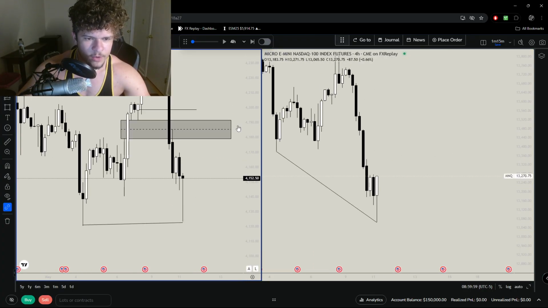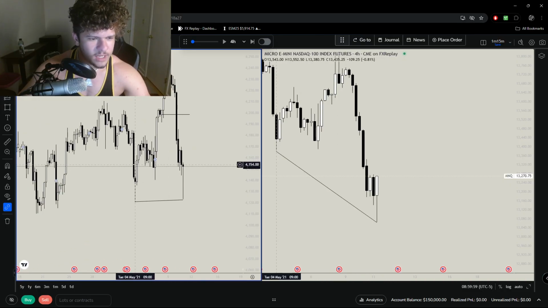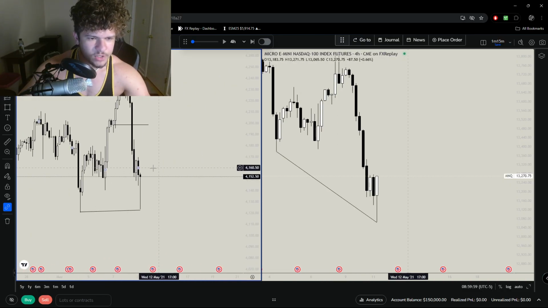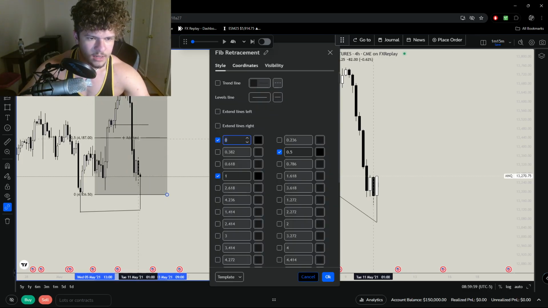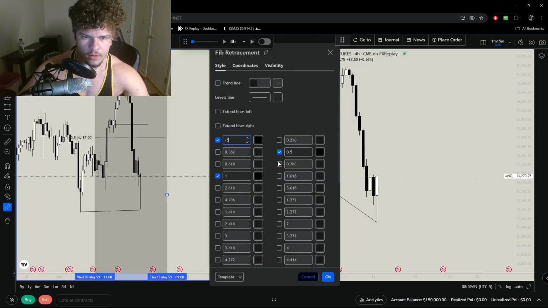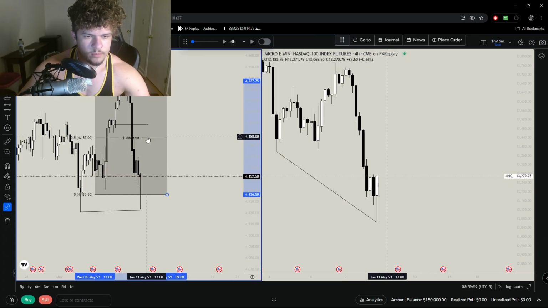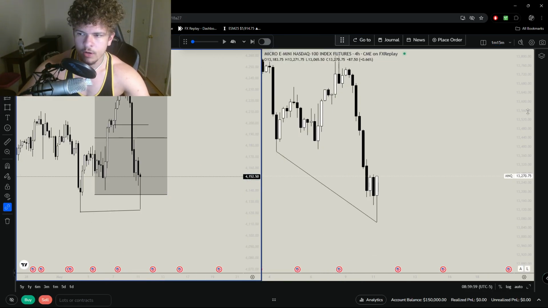So I'm going to mark these out. I'd imagine that we consolidate in this range here. So I'm just going to mark out this range right here. I need to update my settings on this. How do I get rid of these buttons here? Okay, there we go. So we have the equilibrium of our range identified.